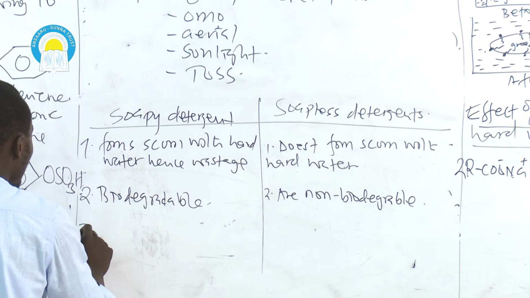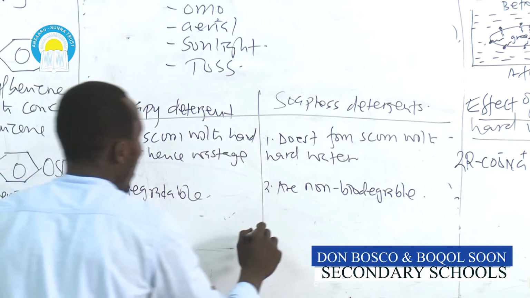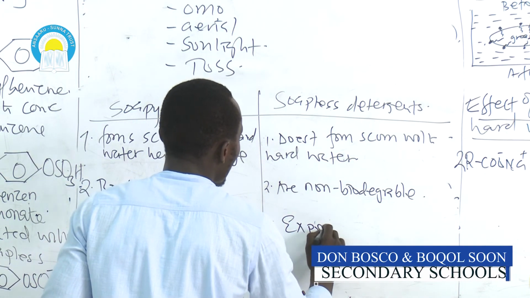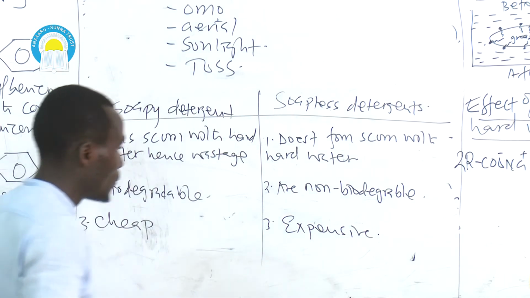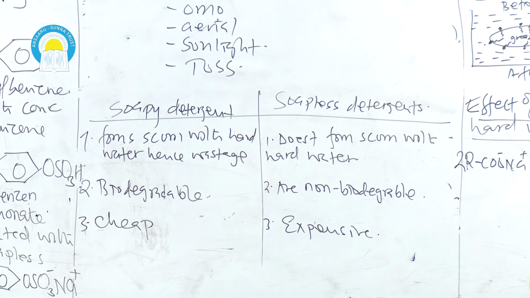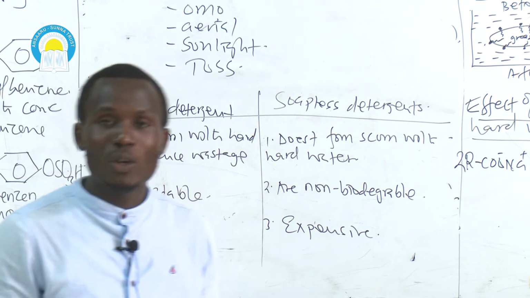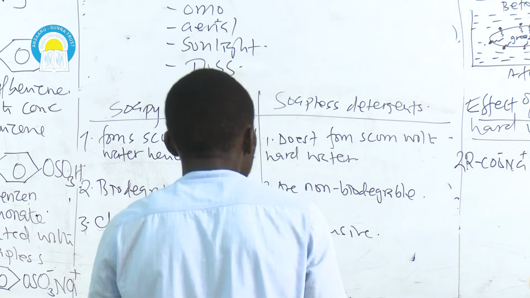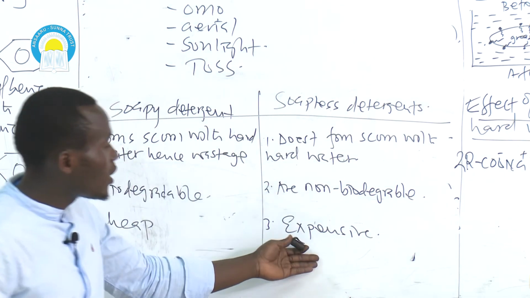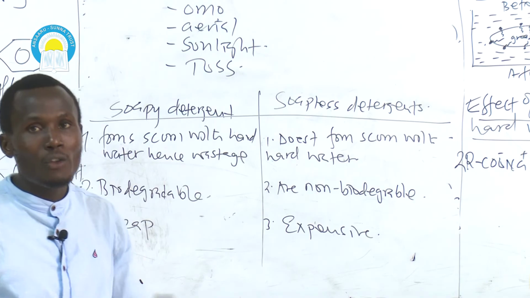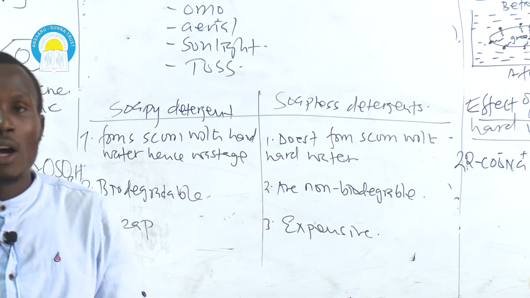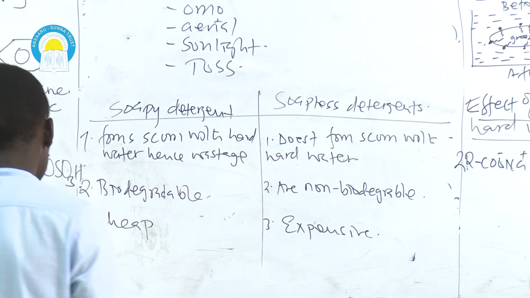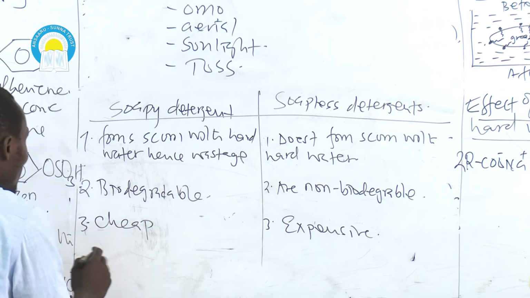Then another one is that soapy detergents are cheap, while soapless detergents are expensive. That is also another difference. The bar soap, you can even buy for 5 shillings. We have those which are sold at maybe 5 shillings. But the soapless ones are very expensive. I think the lowest one is around 15 shillings, if I talk about Omo, depending on the size or the grams.